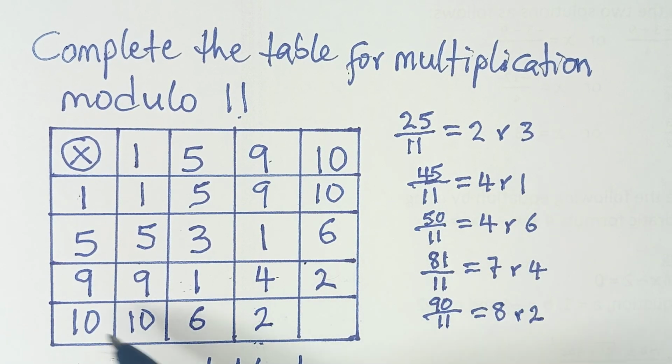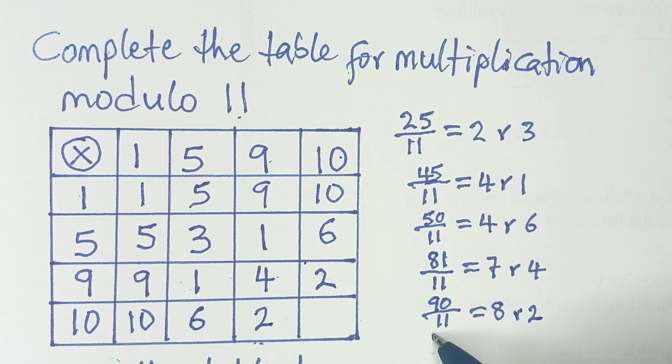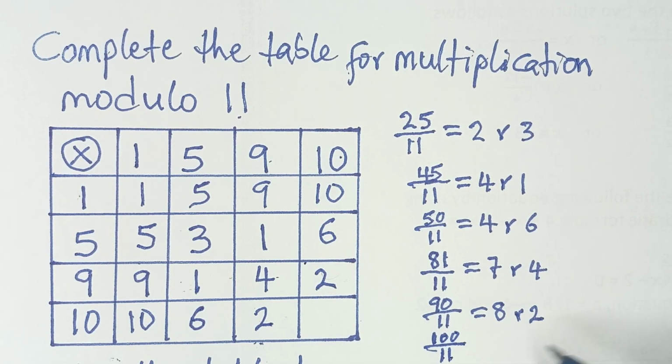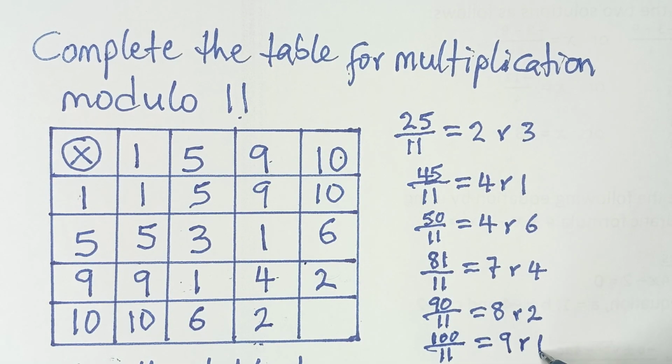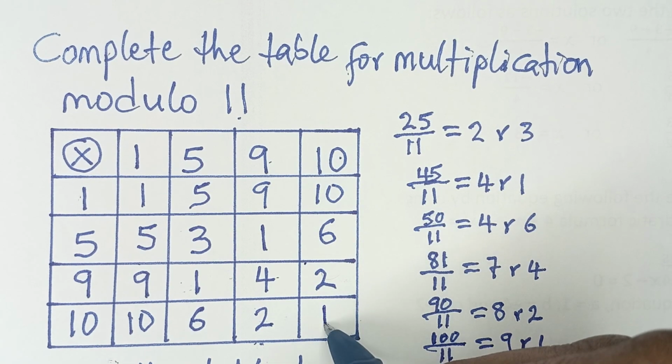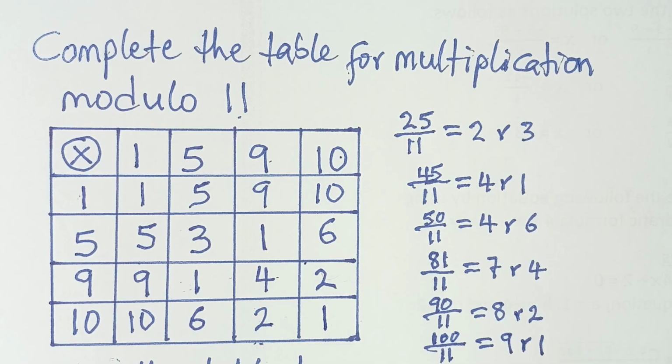And then finally, 10 multiplied by 10 is 100. So we're going to say 100 divided by 11. 100 divided by 11 will be 9 times, because 11 times 9 is 99. So 9 times remainder 1. 99 subtracted from 100 is 1. So the remainder is 1. So we have now completed the table. So that is how to complete a table like this when we have multiplication under modular arithmetic.